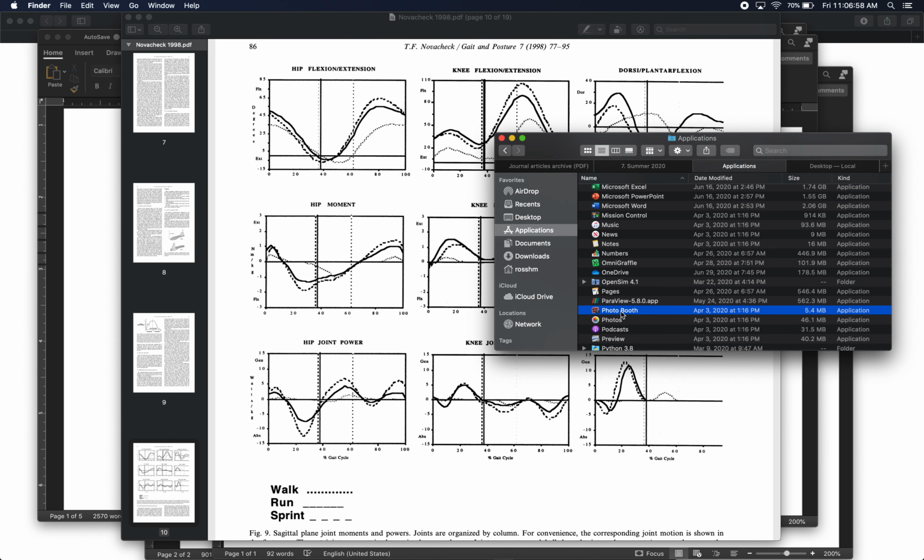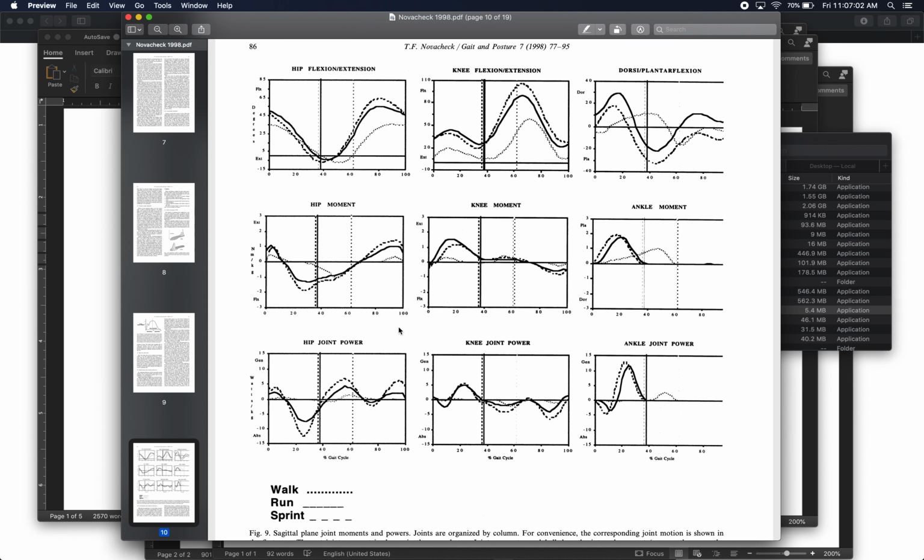So each one of these graphs that you see here in figure 9 is showing these biomechanical data at the hip or the knee or the ankle, from heel strike of the right leg at 0 up until heel strike again of that same right leg at 100%. Okay? These vertical lines here in the graphs are indicating the stance phase, the portion of the gait cycle when the foot's on the ground, and the swing phase, the portion of the gait cycle when the foot is airborne or not on the ground.